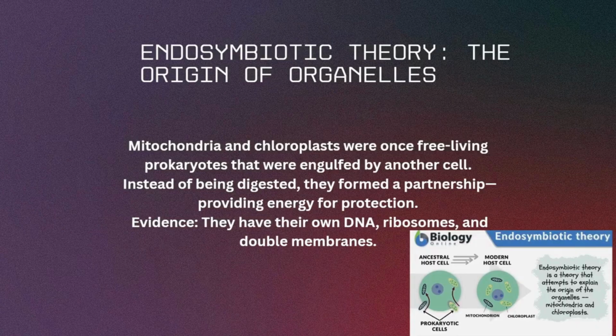Mitochondria and chloroplasts used to be independent prokaryotes. A bigger cell engulfed them, which means they didn't digest them, and they became permanent roommates. So the evidence is they have their own DNA, ribosomes, double membranes, and they replicate independently. So this will be on your FRQs.